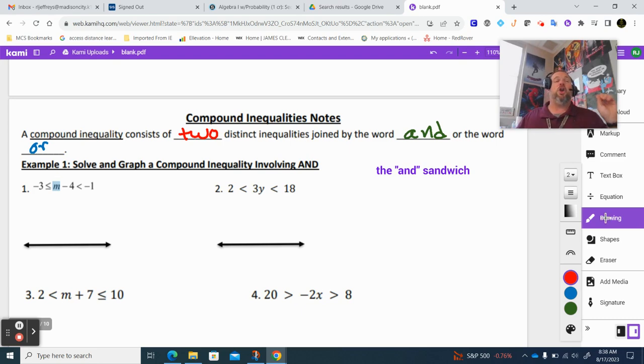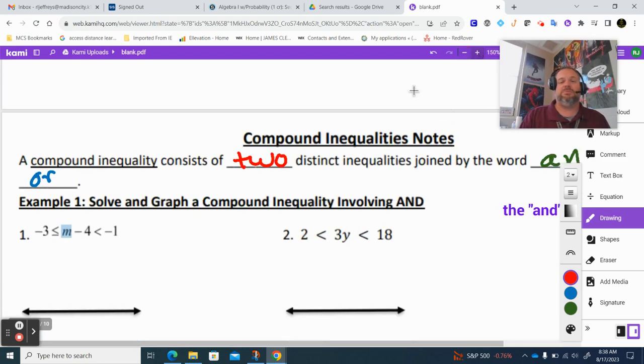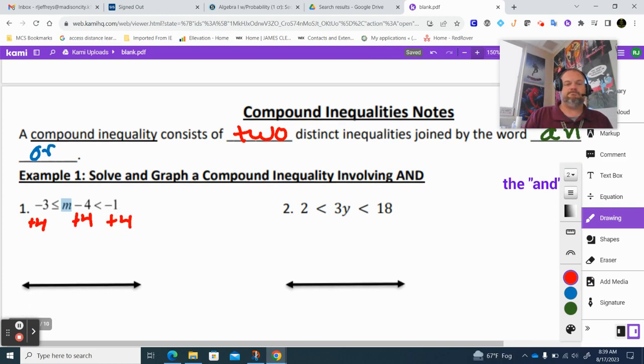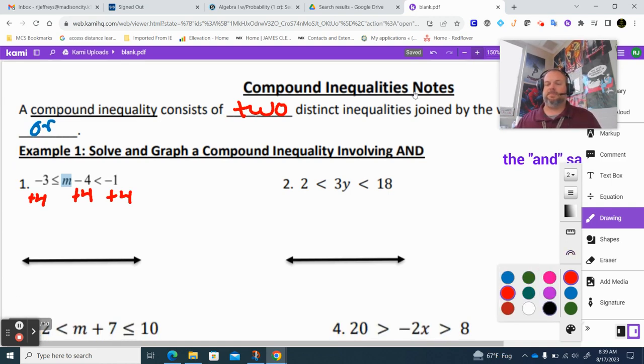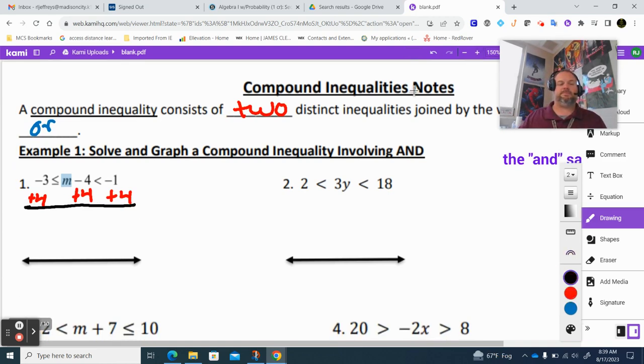So here's the thing. We are actually going to add a 4 to get rid of that one. But we're going to add it to the middle and the sides, like this. And this goes away. Then we have, let's see, -3 plus 4 is 1, is less than or equal to m, which is less than -1 plus 4 is 3.